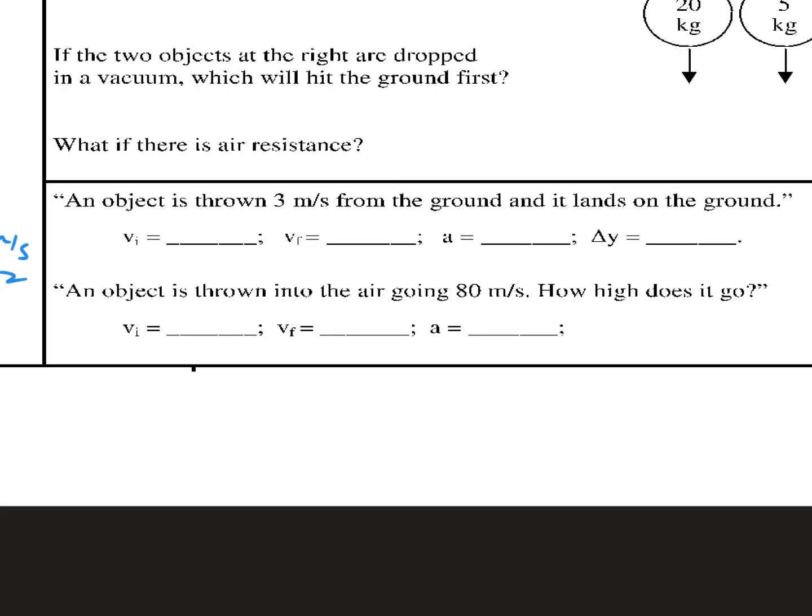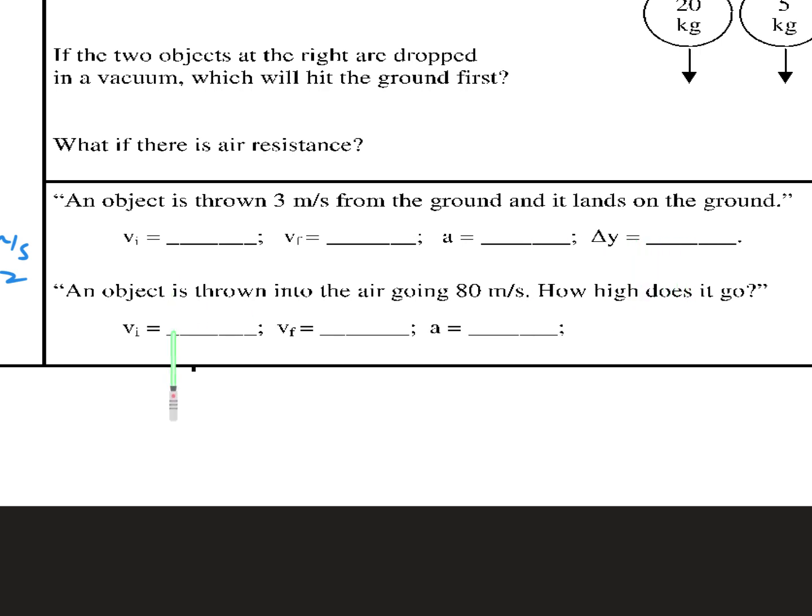All right, take another second, hit pause, and answer when I'm done talking. I want you to fill in the values for the variables on the first question right here. An object is thrown 3 meters per second from the ground, and it lands on the ground. I'm going to put in these values right here. So you're basically pulling in your givens.